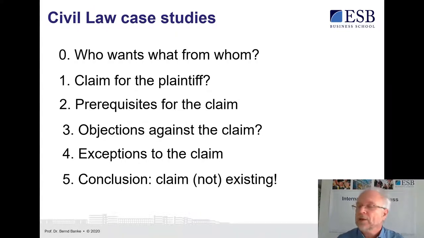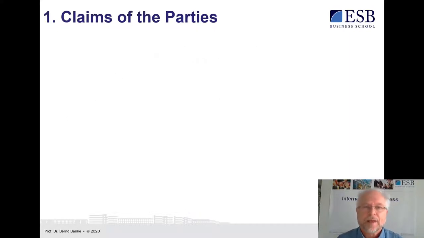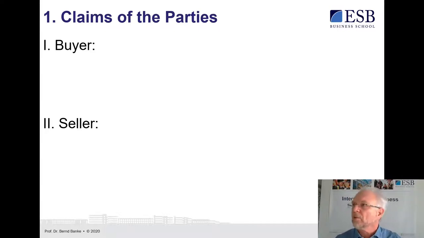And as in any good cooking show, I prepared some tiny little hints for you with the claims of the parties in the CISG. And the good news and the structure is, you first have to separate. The buyer has different interests than the seller, because the buyer wants the goods, and if the goods are not good, he wants a price reduction or damages, or an extra substitute delivery, or whatever else he might have.